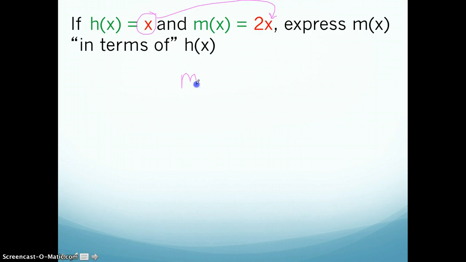So if I'm going to express m of x in a different way, I could write it like this. I could say m of x equals 2 times x, but instead of saying x, I can find something that's equivalent to x, which is h of x. So I can rewrite m of x as 2 times h of x. Notice this does not mean 2 times h times x. It means 2 times h of x, where h of x is the whole function.